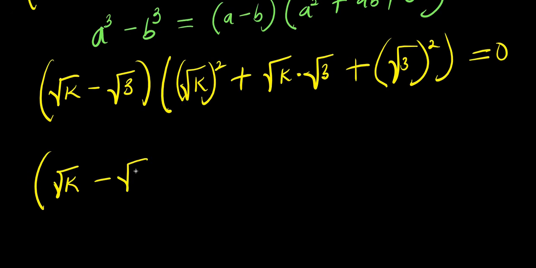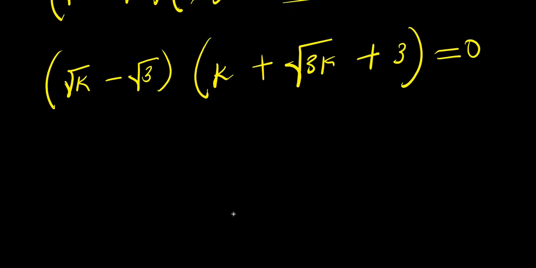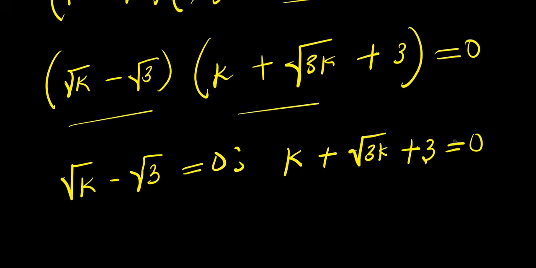We have root k minus root 3. This cancels this, I have k. This multiplies this, I have root 3k. This cancels this, I have 3 equals 0. So what we are going to do will be to equate each of these to 0. So we have root k minus root 3 equals 0. We also have k plus root 3k plus 3 equals 0.